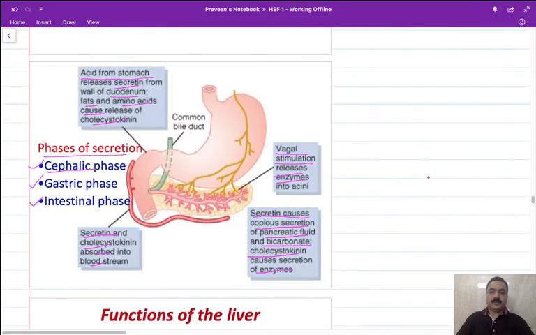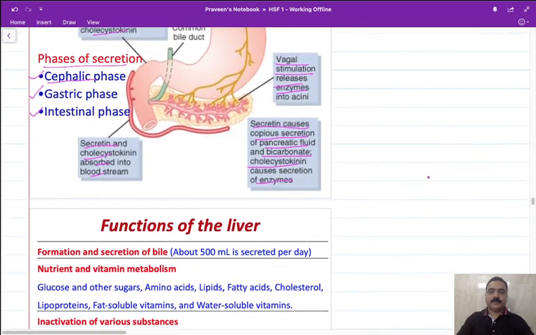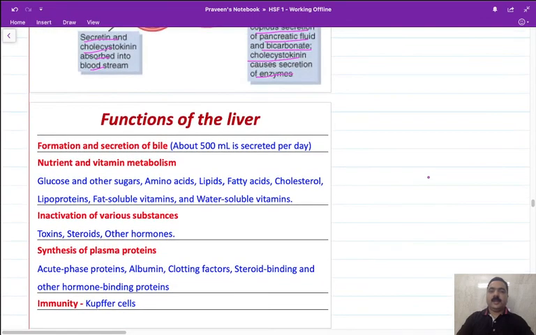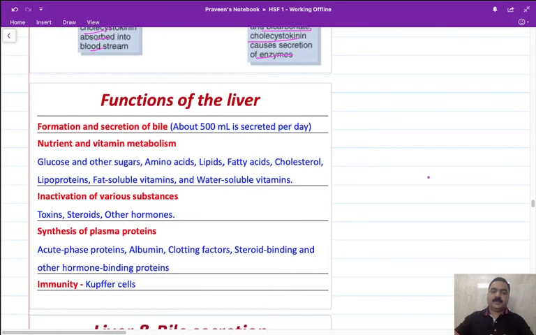Okay, so now let us move to the liver. In addition to the digestive function and the production of the bile, the liver has many other functions. So let's discuss a little bit about the other functions of the liver, but mainly we will concentrate on formation and secretion of the bile.